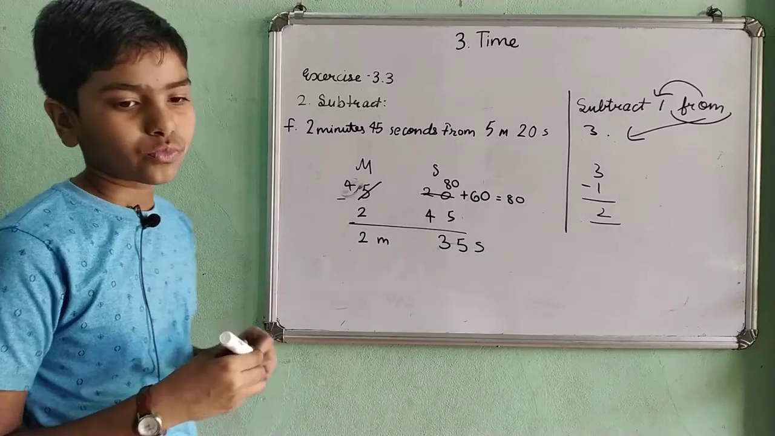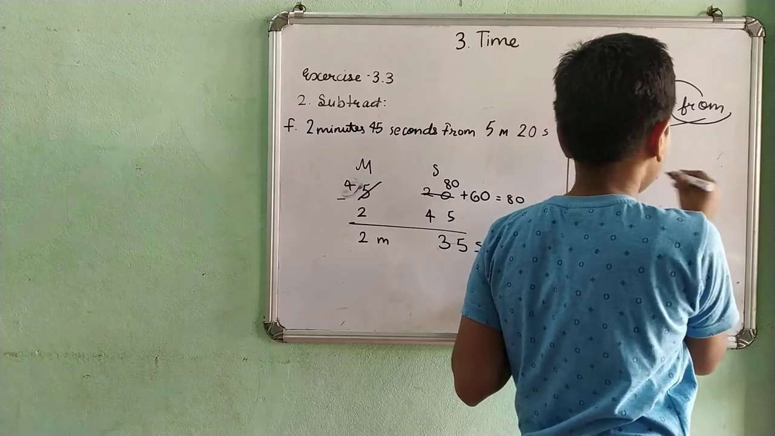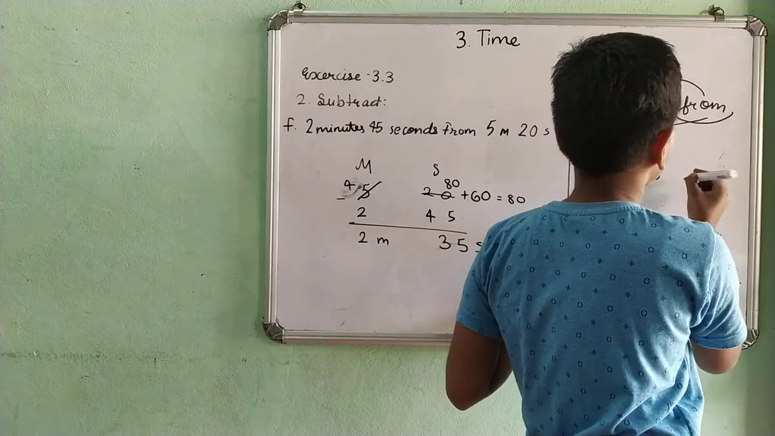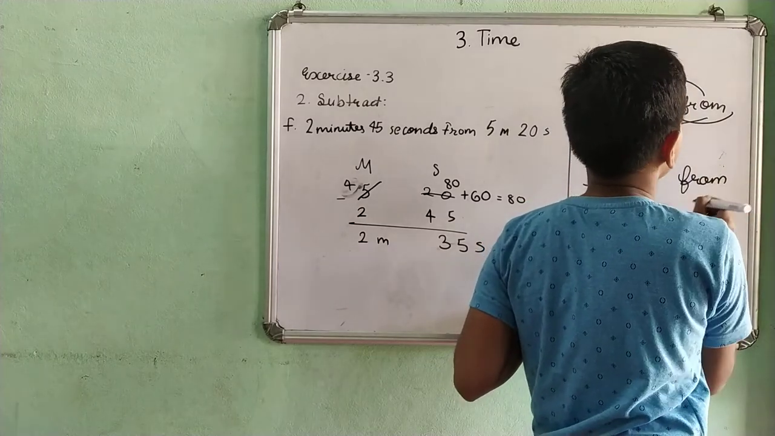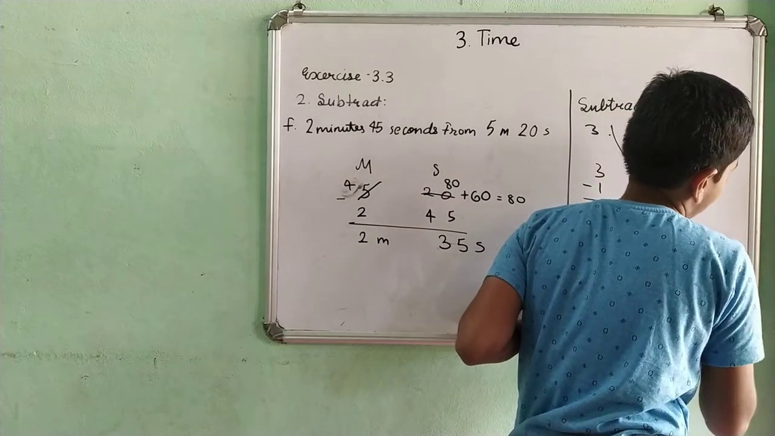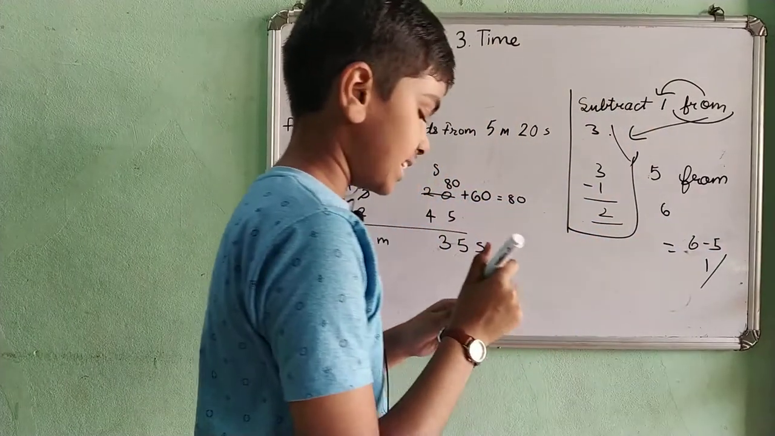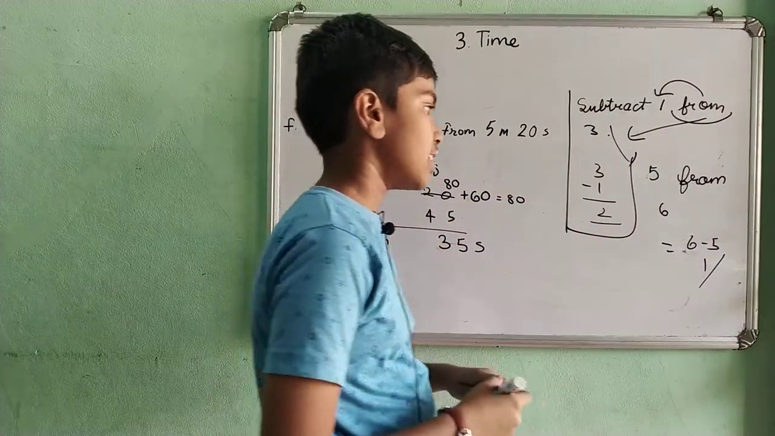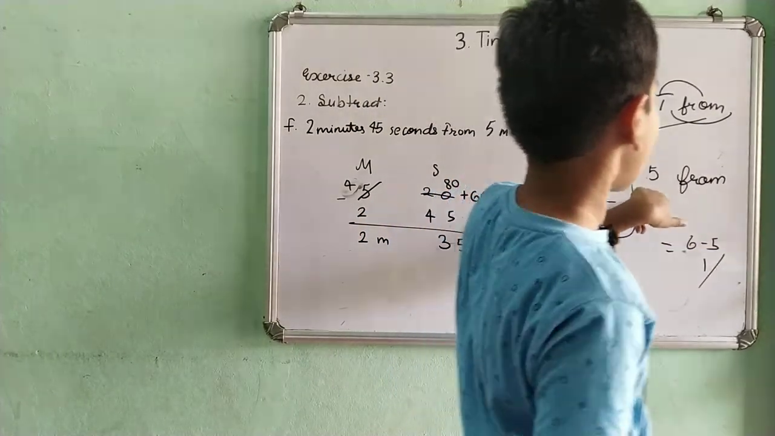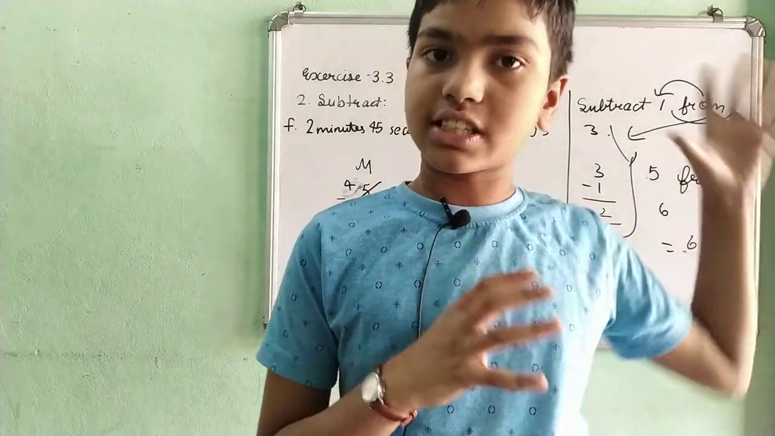2 minutes 35 seconds is your answer. Not understood? Okay, let's think again. See, if I say subtract 5 from 6, it means 6 minus 5, that will be 1, right? See how they said subtract this number from this number, not that number from this number. Okay, not understanding? Let's see again. I will explain everything clearly.